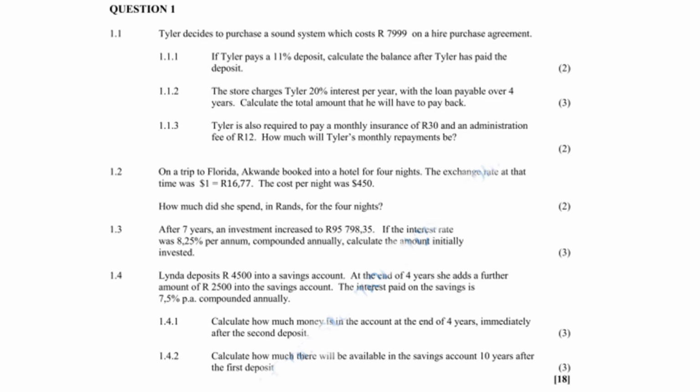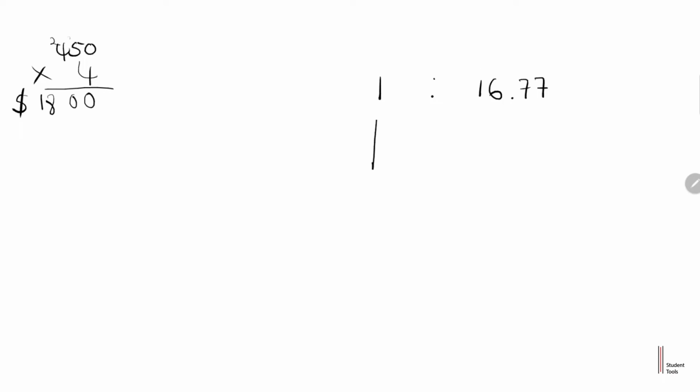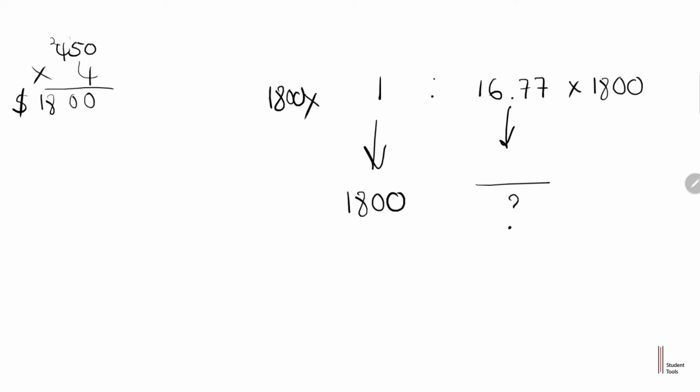So then the question said, how much did she spend in rands? So we know that in dollars, she spent $1,800. We want this one, which is in rands. So how much did she spend? So to get 1,800, we have to multiply the 1 by 1,800. So we'll do the same thing on the other side. We will multiply 16.77 by the 1,800. So what is 16.77 multiplied by 1,800?